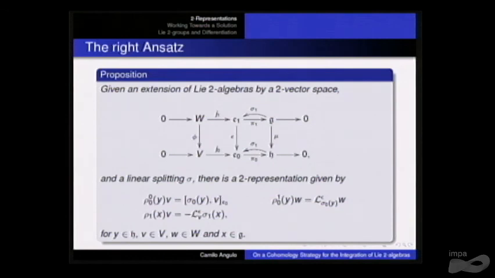Okay. So this is a proposition that says that the ansatz, I mean, I started with this category of linear self-functors and linear natural transformations, but nobody said that that would represent anything useful. And this is saying if you start off with an extension of Lie two algebras and you split it, then you induce using, well, the natural formulas that you can come up with. This induces a two representation in the sense that I am telling you. So it induces a map into this GL of this two-vector space.